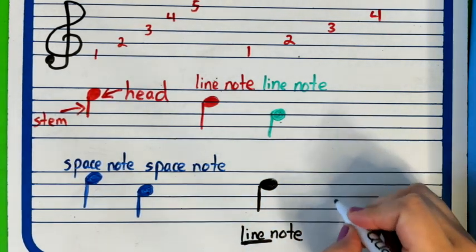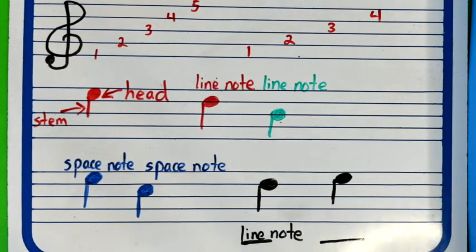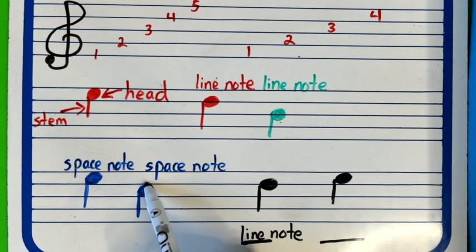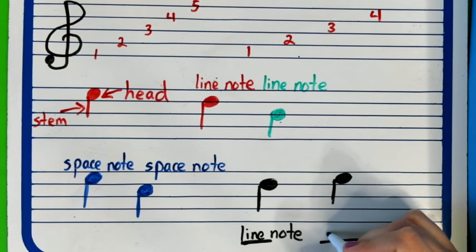Another example. Is this a line or is this a space note? Okay. So go ahead and take a second. Look to see if there's a line cutting between the head of the note, like in the line notes, or are the lines going on top and below the head of the note? The correct answer is, it is a space note.